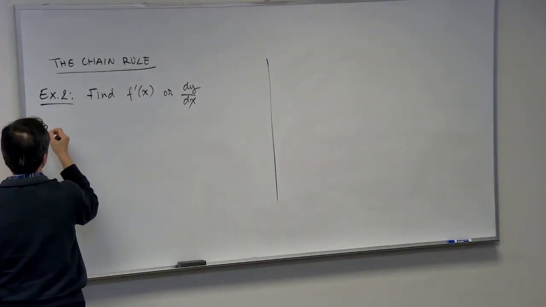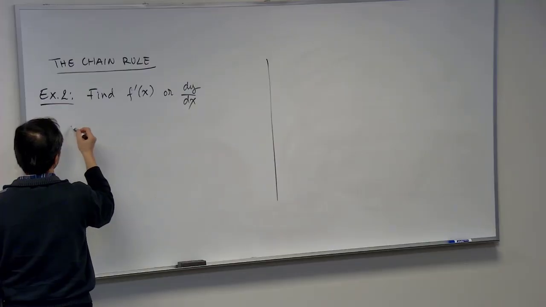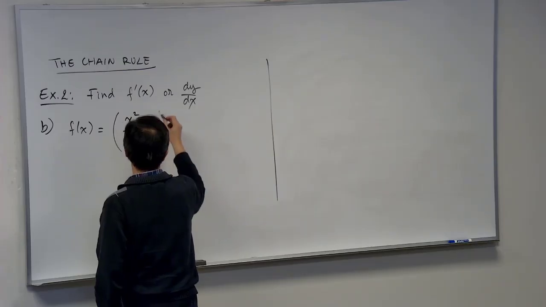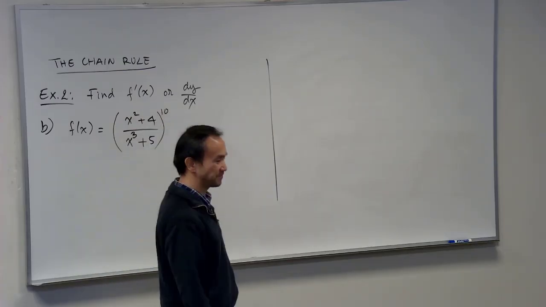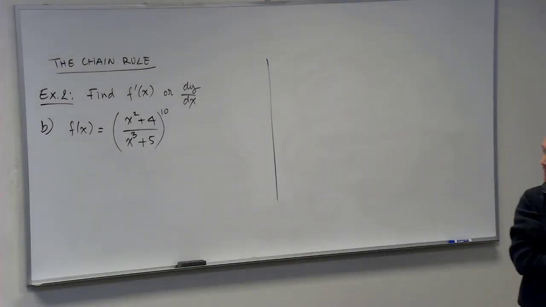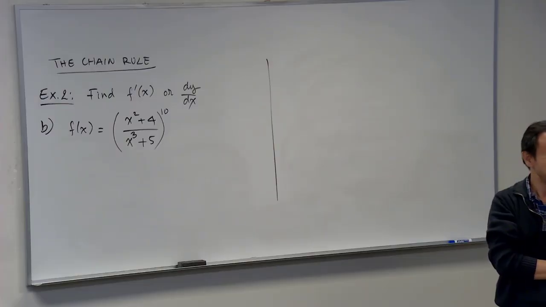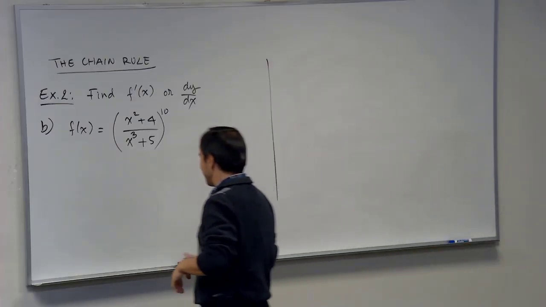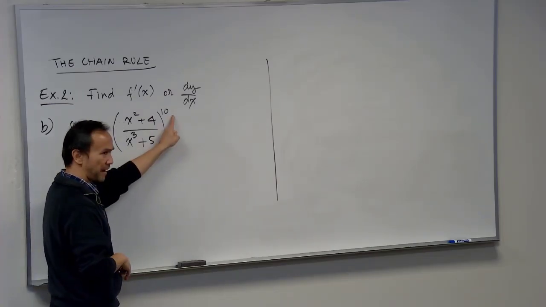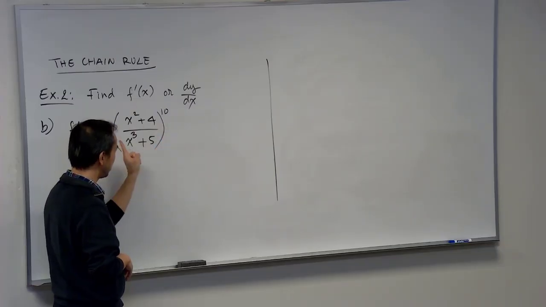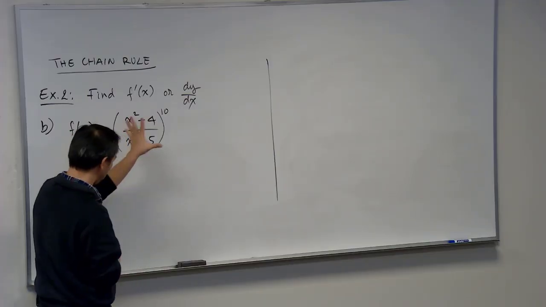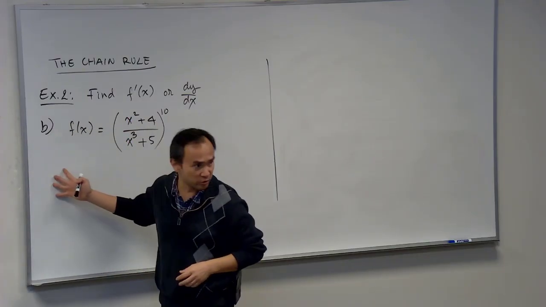How about let's look at part B of the example. We have f of x written as (x squared plus 4 over x cubed plus 5) all to the 10th power. Ready for getting in again? When we observe the operations involved here, I have a high power on the outside, and inside of that high power there's a quotient function. So it's easy to recognize we should use the chain rule.